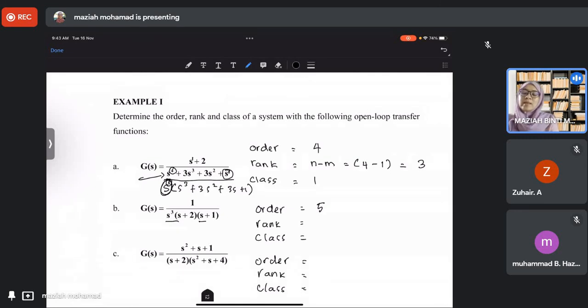Okay, rank is 5 minus 0, so rank 5. Class, what is the class? Class 3. So you already factor there, 3.